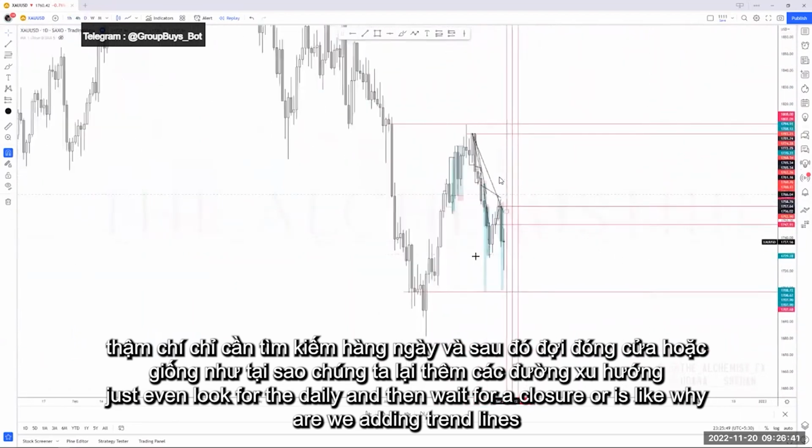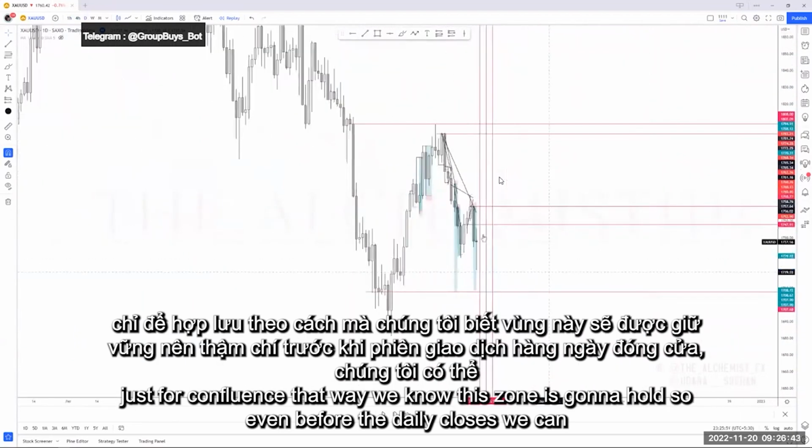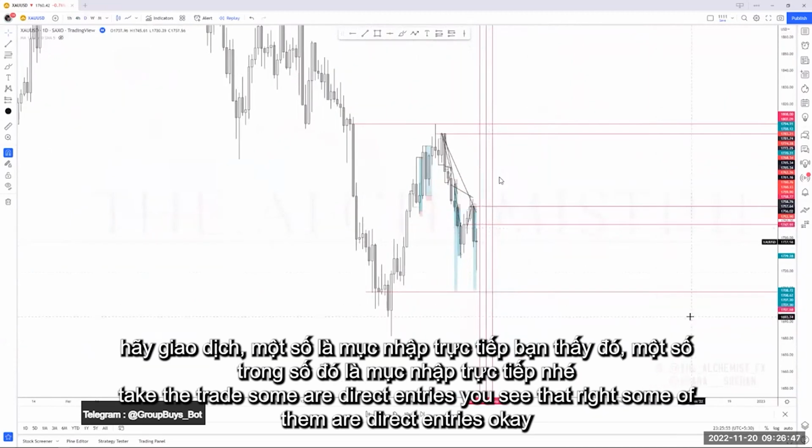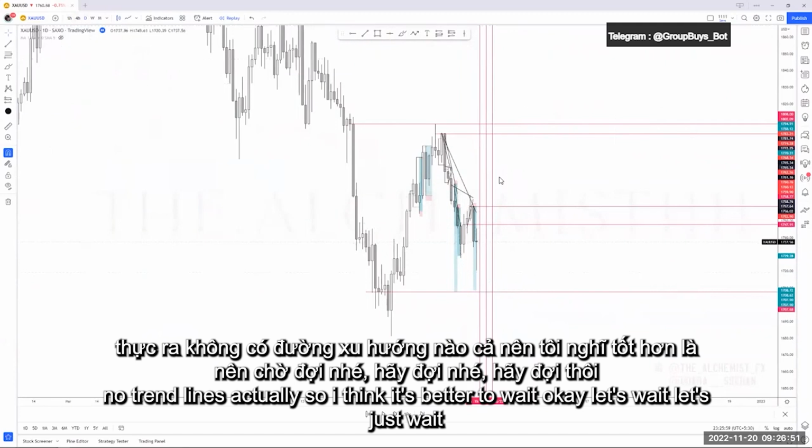Or else, why are we adding trend lines? Just for confluence. That way we know this zone is going to hold. So even before the daily closes, we can take the trade. Some are direct entries. You see that, right? Some of them are direct entries. Let's wait.